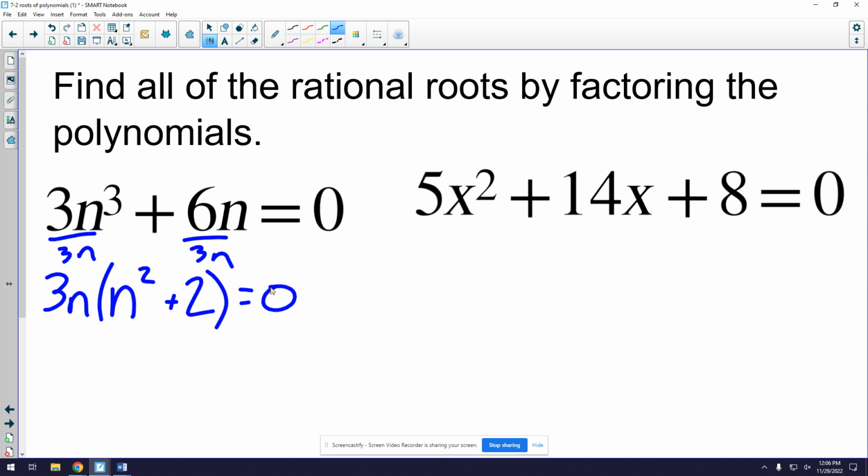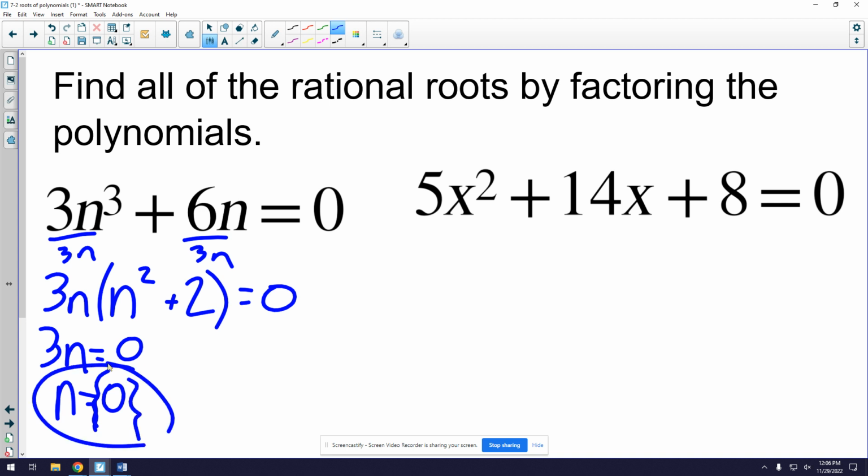Now you look at your factors and decide which one or ones you should solve for. 3n is linear. So I'm going to solve 3n equals 0. Which means n equals 0, right? Because 3 times 0 is 0. My other one is quadratic. It is a binomial, but I have addition, so I don't need to do the other one. There's your solution. The only rational root to that function is 0. That does not mean that's the only root. It means it's the only rational root.